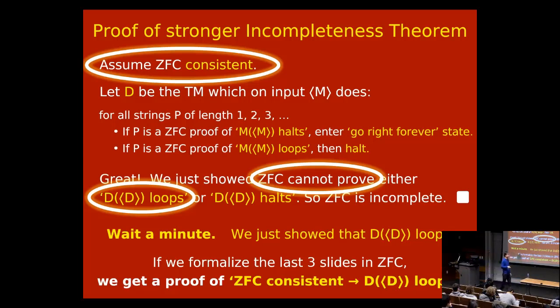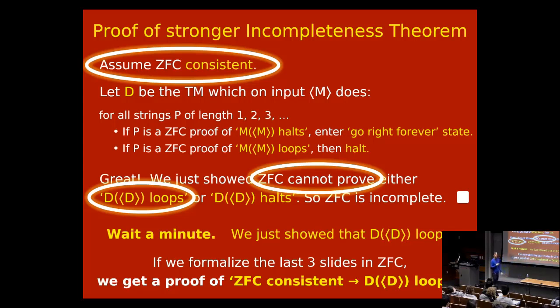If ZFC is consistent, then D of D loops. And we proved that using good old regular mathematics. Yeah? But doesn't that still imply if ZFC consistent, then ZFC not consistent? Close. This is exactly what I'm going to say now. What's really true is that using regular mathematics, we proved that if ZFC is consistent, then this program, when run on itself, loops.